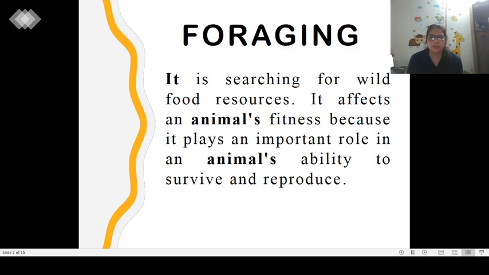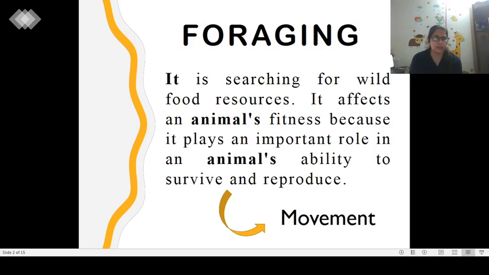In simple terms, foraging is a search by animals for wild food resources. It affects an animal's fitness because it plays an important role in an animal's ability to survive and reproduce. It results in animals' movement, which animals make in search of food resources. This movement ends when they encounter the food resources of their choice.